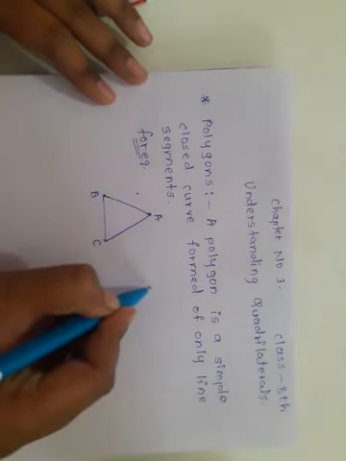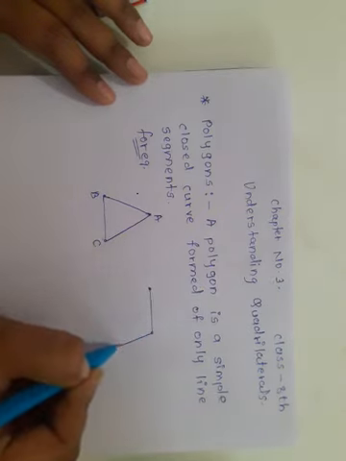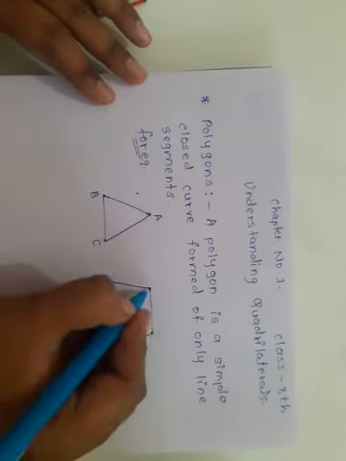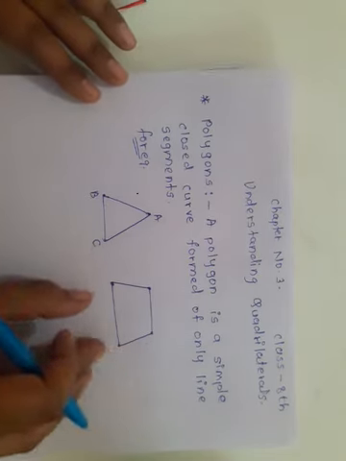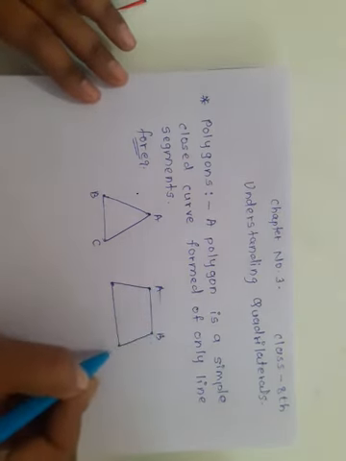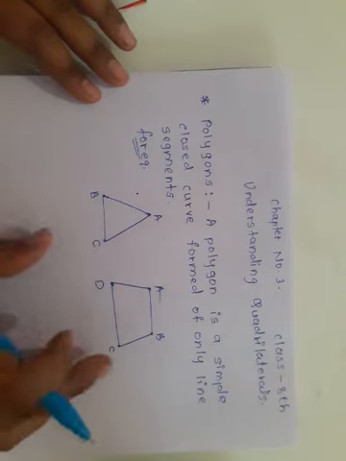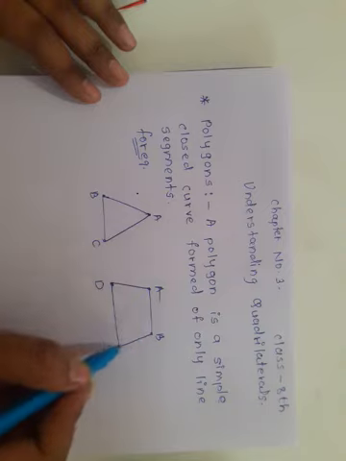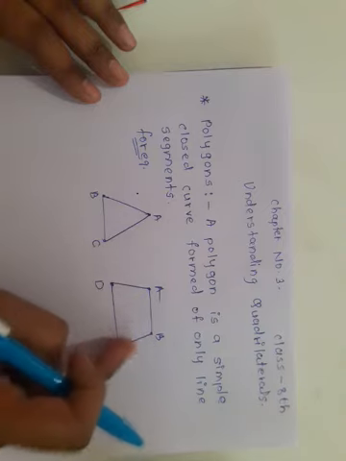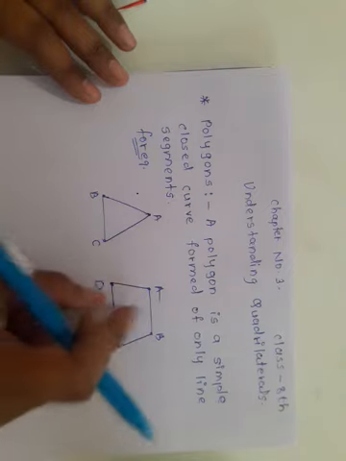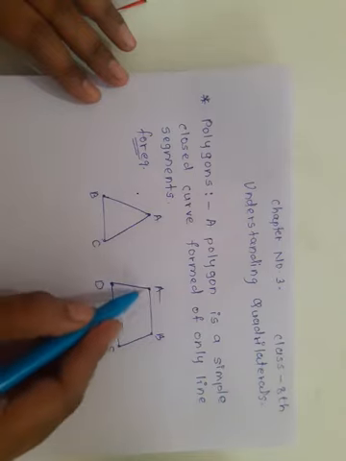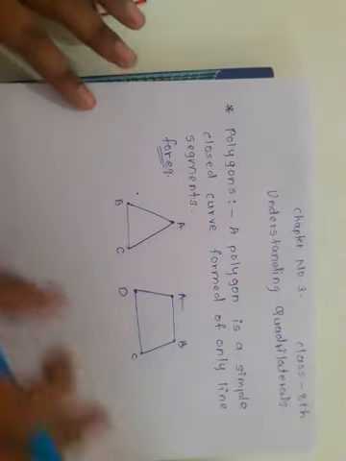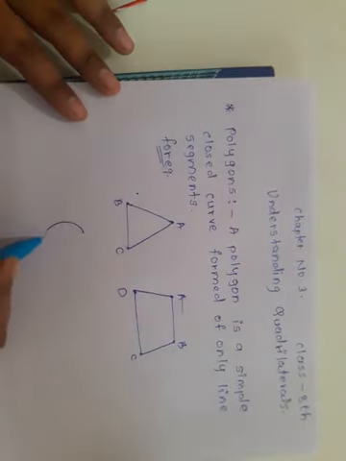Again see this quadrilateral, a quadrilateral having four sides. ABCD is a quadrilateral. Again it is a simple closed curve, its sides do not intersect each other, and it is not curved in shape. It is made up of only line segments. So ABCD is again a polygon.